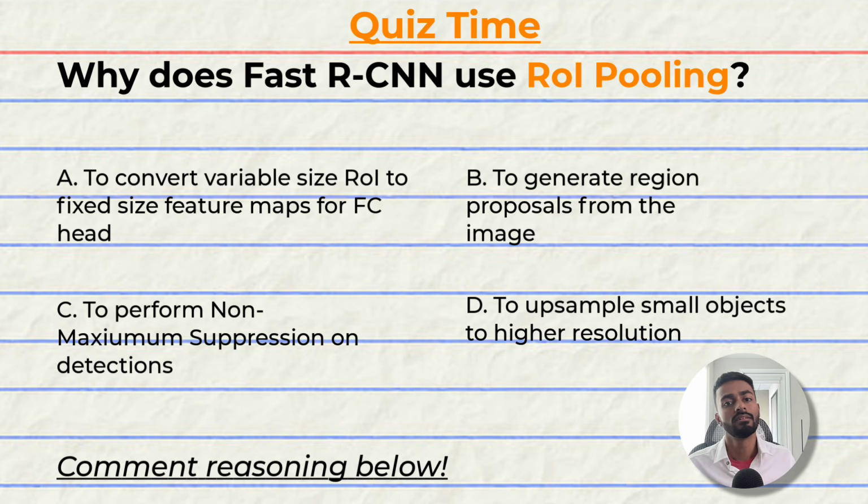Quiz time. It's that time of video. Have you been paying attention? Let's quiz you to find out. Why does the Fast RCNN use RoI pooling? A, to convert variable-sized regions of interest to fixed-size feature maps for the FC head. B, to generate region proposals from the image. C, to perform non-maximum suppression on detections. Or D, to upsample small objects to higher resolution. I'll give you a few seconds to answer this question.